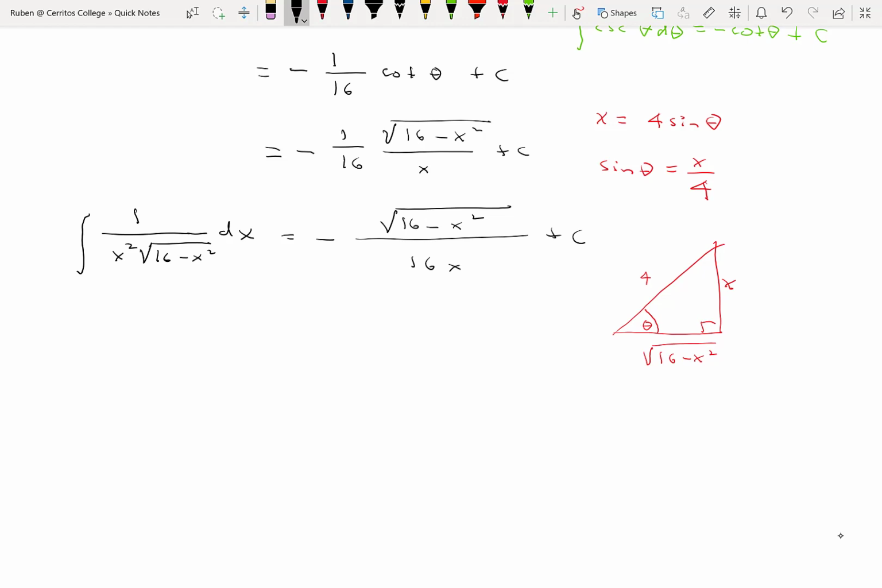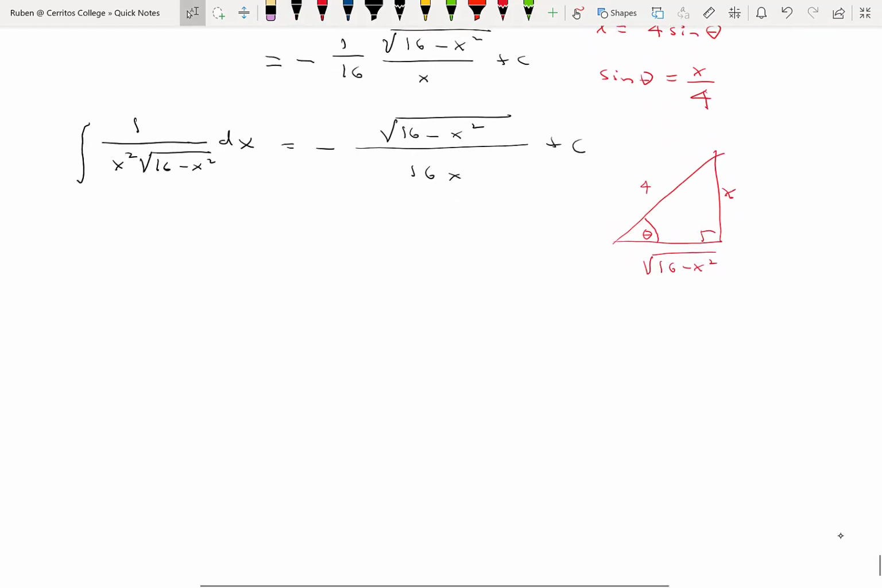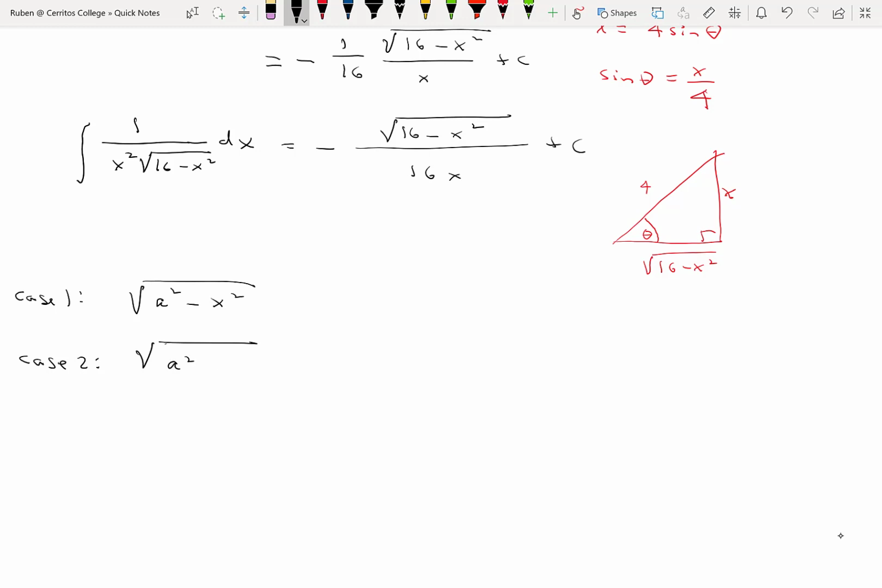If you were to look at this in Calc 1 in your future, this would be completely unrecognizable to you. We are now able to evaluate a whole bunch more integrals, even up to these first 3 sections in Chapter 7, than you probably ever dreamt of. Okay? So, we looked at Case 1. Case 1 involves integrals that have the square root of a squared minus x squared in the integrand. I called that Case 1. Case 2, our next case, is the integrand contains a squared plus x squared.